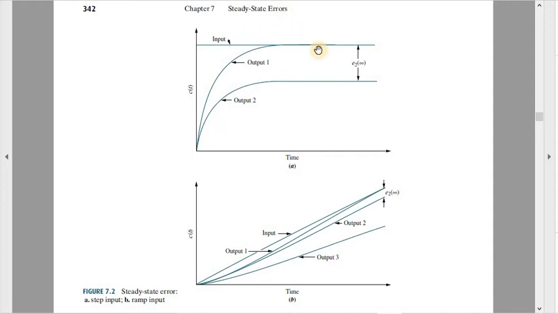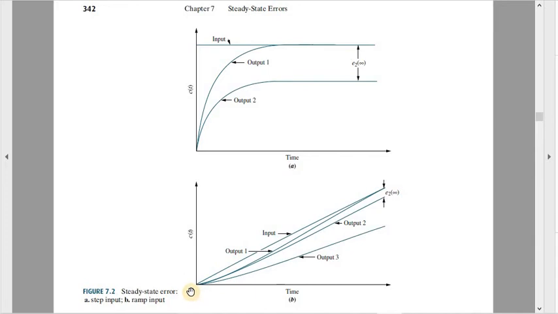Now output 1 is reaching the input, but output 2 is unable to reach the input. So this means that output 1 at steady state reaches the input as t tends to infinity. So output 1 has zero steady state error. But look here, in output 2 there is a constant difference between input and output, and this constant difference is known as the steady state error.